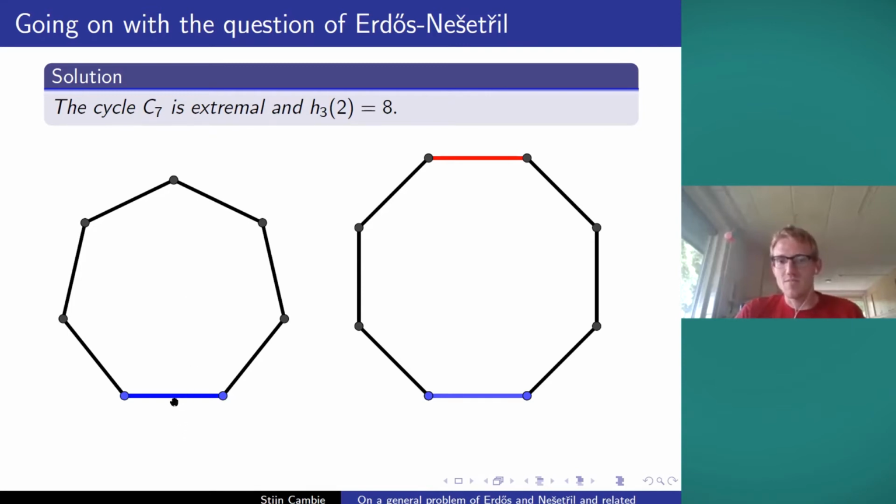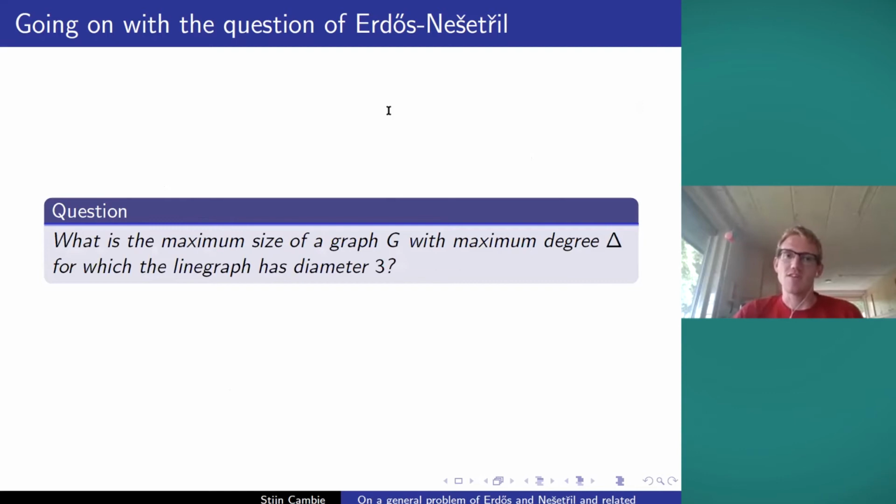If you look at the blue edge, all other edges can be connected with a path of length at most 2. In the case of the C8, the diameter is 4, and for larger cycles it's also at least 4. So these are not fine. The shortest path between the blue and the red edge, well, there are 2 choices, are of length 3. So this implies that the cycle C7 is extremal and H_3(2) equals 8. So we solved one case of Erdos-Nešetřil for t equals 3, so we might be getting closer.